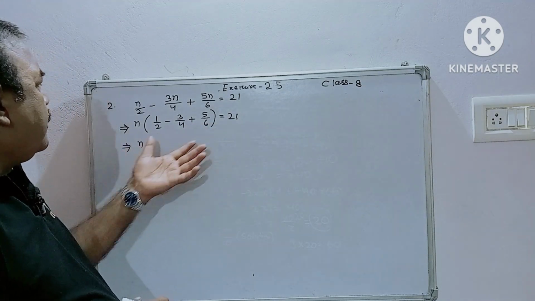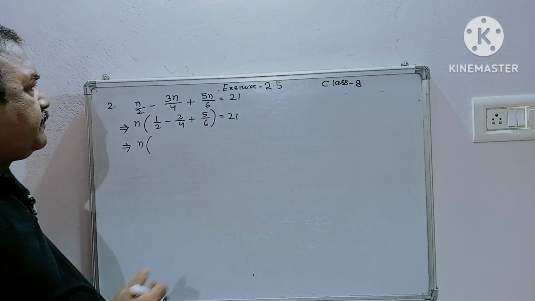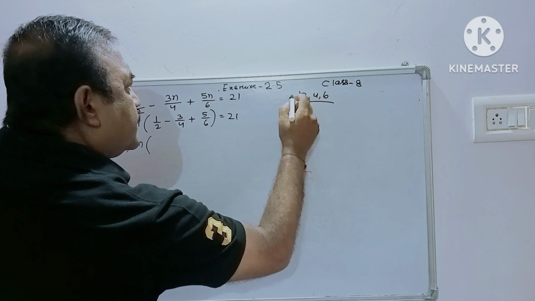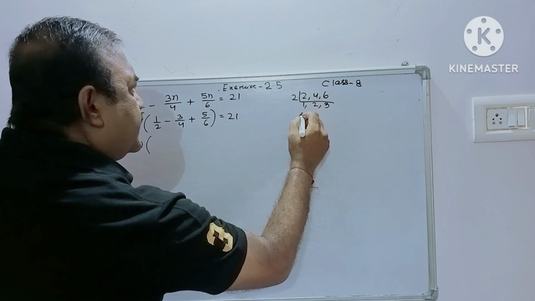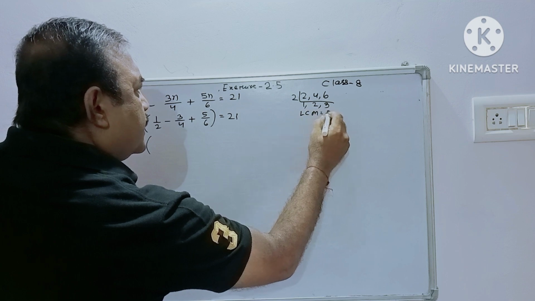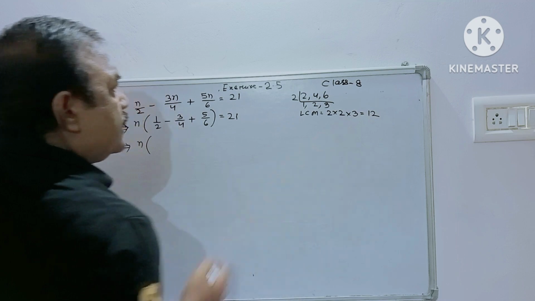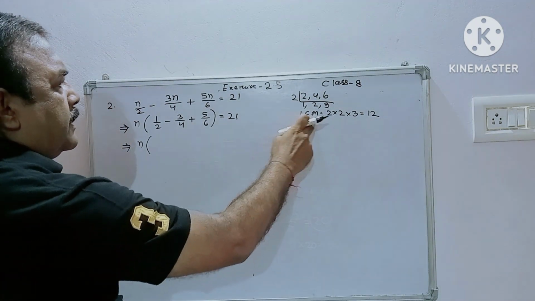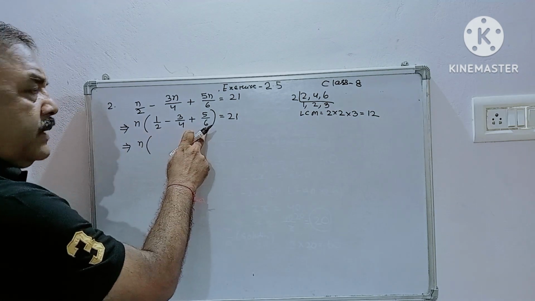And what do we have to do here? We have to take the LCM of 2, 4 and 6. 2, 1 is 2, 2 2s are 4, 2 3s are 6. So what is the LCM here? 2 into 2 into 3, that is equal to 12. So the lowest common multiple is 12 here. So we have to make the denominator 12.